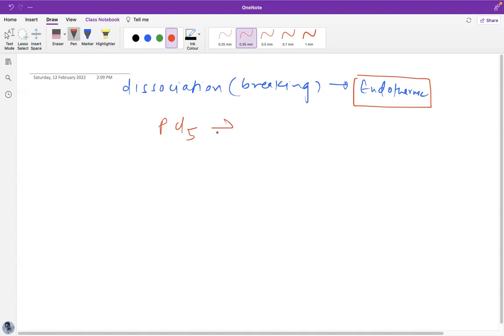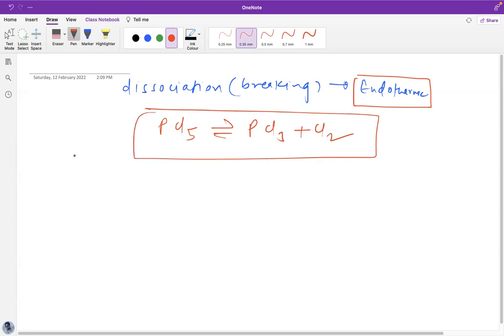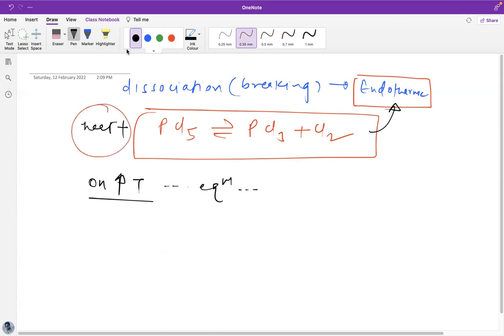Suppose we have PCl5 breaking down into PCl3 and Cl2. Now you can see this is my dissociation reaction. It can be asked like this: what will happen if you increase the temperature? What will be the direction of equilibrium? Dissociation is endothermic, and if it is endothermic, it means heat is present on the reactant side. So if heat is present on the reactant side, then equilibrium will shift in the forward direction. Simple.